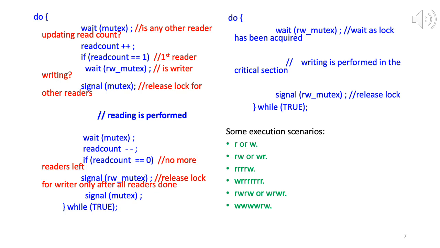Okay, so if you have a bunch of readers, the first reader will acquire the mutex lock, and only when it releases can the others acquire. So the first reader, once it does read count plus plus, will release the mutex lock, and then let's say the second reader acquires it, and now this first reader will again have to wait to acquire the lock before it can do read count minus minus.